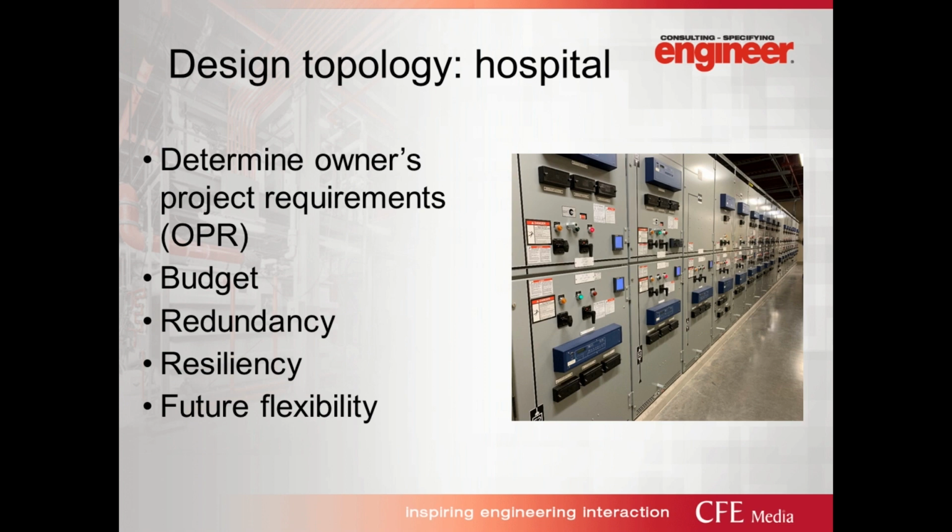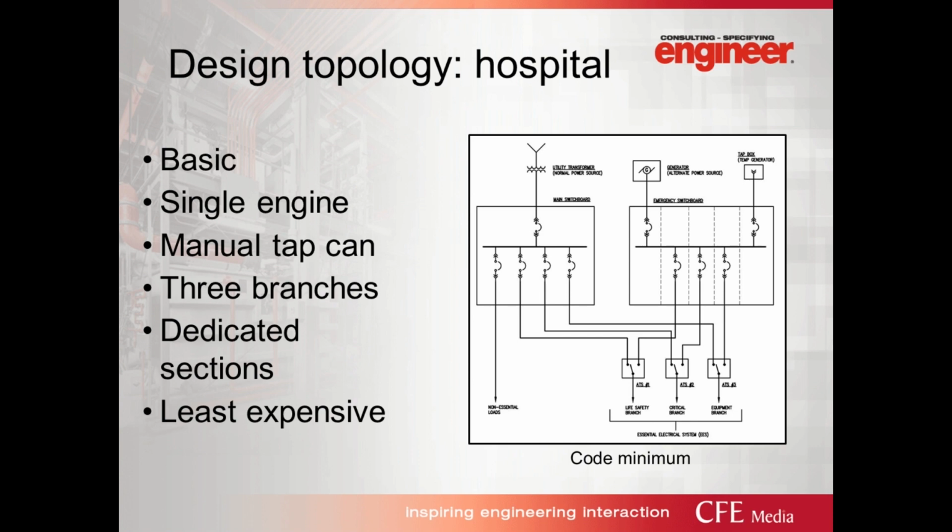So again, while it might not be best practice, some facilities may only have enough budget for a code minimum design. So this one line depicts the minimum requirements for a hospital. It's basic with a single engine. It provides the code required manual transfer and three separate branches of emergency. So the life safety, the critical, and the equipment. Each branch is provided with a dedicated vertical switchboard section, which is also a code requirement, and basically it provides the least cost option.